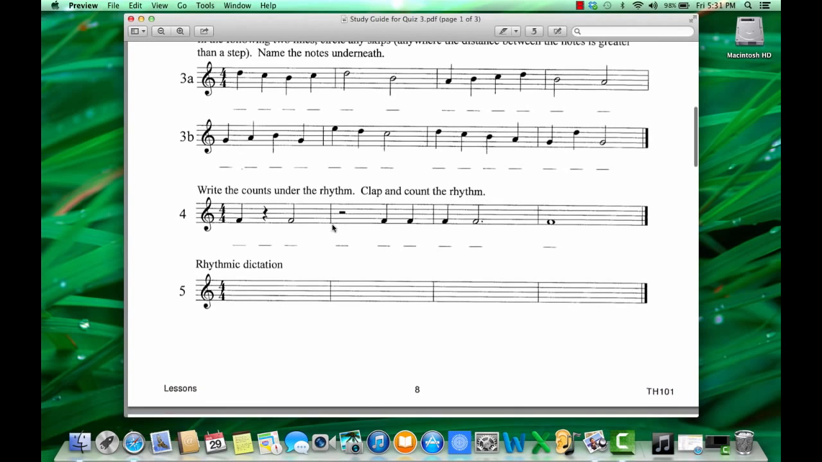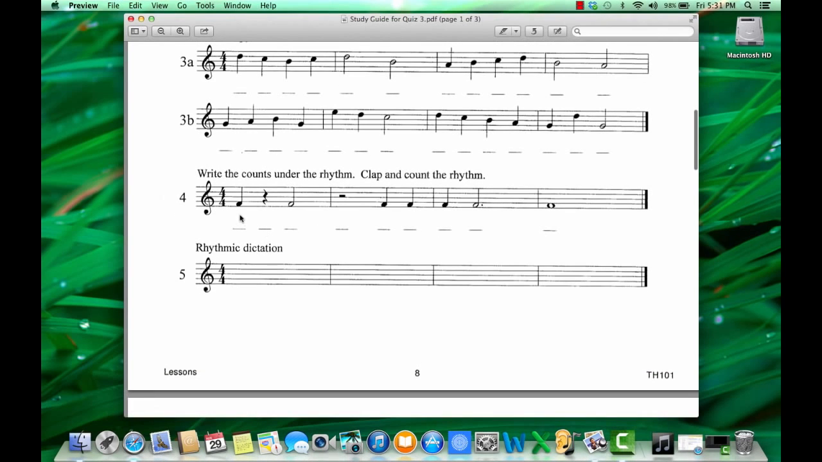Now write the counts and clap and count the rhythm. This is 1, (2) with a letter R underneath, 3, 4. 1, 2 with (R) underneath, 3, 4, 1, 2, 3, 4, 1, 2, 3, 4. It would sound like this if we clapped it. 1, 2, 3, 4. 1, 3, 4, 3, 4, 1, 2, 3, 4, 1, 2, 3, 4. Notice how we don't clap when there are rests.